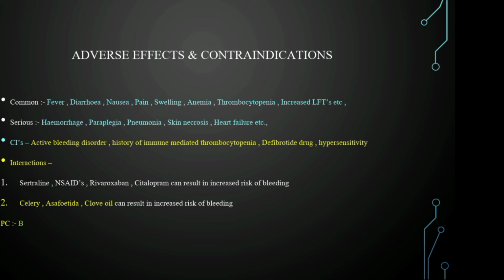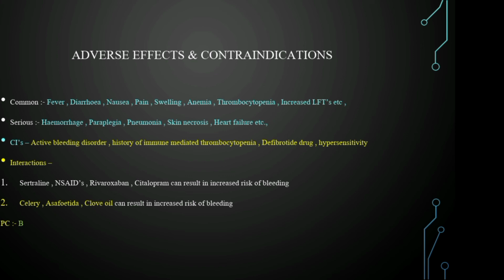And in which persons is this drug contraindicated? These are persons with an active bleeding disorder, means who are having an active bleeding disorder, and persons who have any history of immune mediated, means autoimmune type of thrombocytopenia. It is also contraindicated with the defibrotide drug, means if it is taken with defibrotide, it will show one of the serious types of fatal reactions by increasing the risk of bleeding, and obviously hypersensitivity reactions with this drug. So these are some of the contraindications related to this drug.